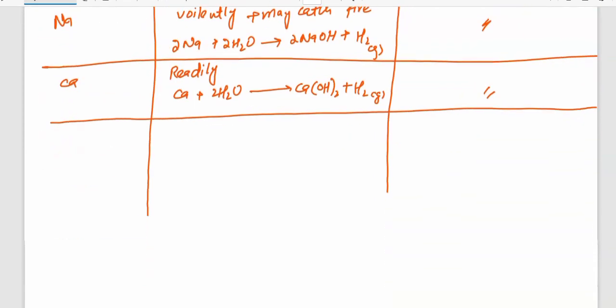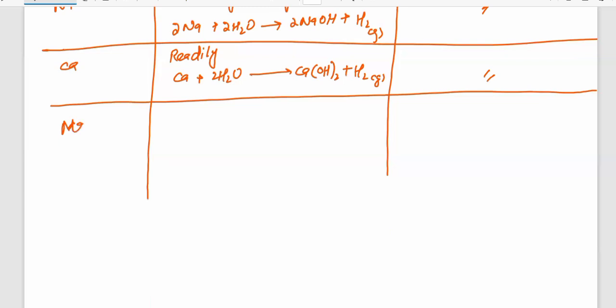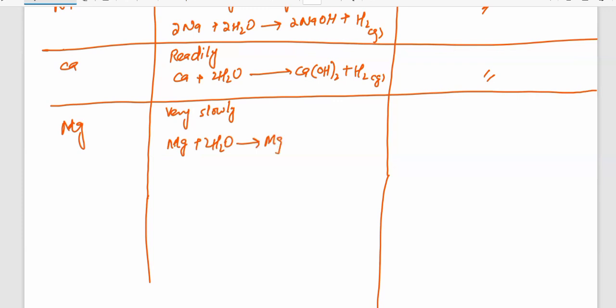Next, let's see what happens with magnesium. Magnesium reacts very slowly with the cold water. Mg reacts with H2O, and magnesium hydroxide, Mg(OH)2, is formed plus hydrogen gas is released, but it is very slow.